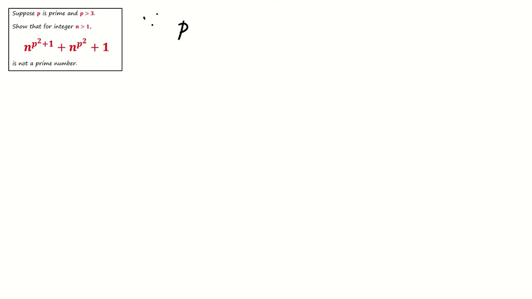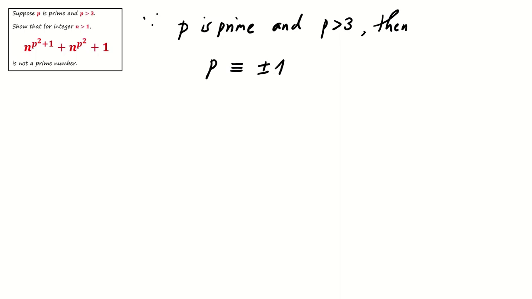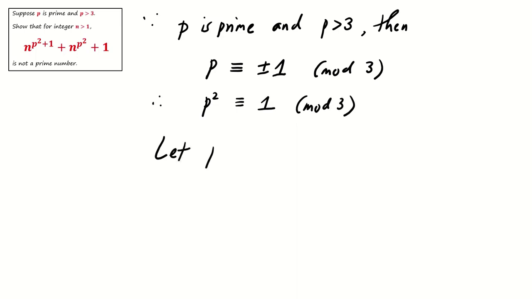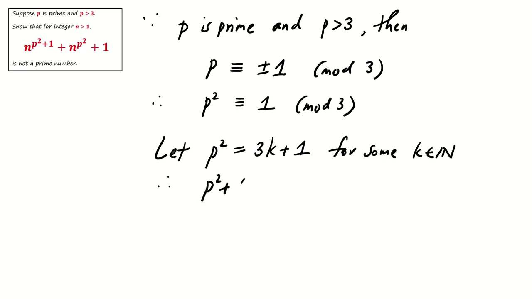From the condition, p is prime and p is greater than 3. We may want to think of what is so special about 3. With this condition, p is congruent to plus or minus 1 mod 3. And now we know that p squared is congruent to 1 mod 3. As such, we'll let p squared equal 3k plus 1 for some integer k. And therefore, p squared plus 1 equals 3k plus 2.